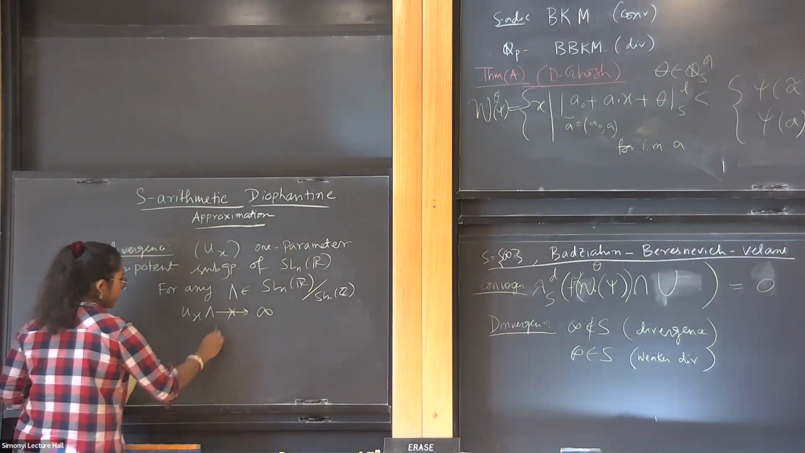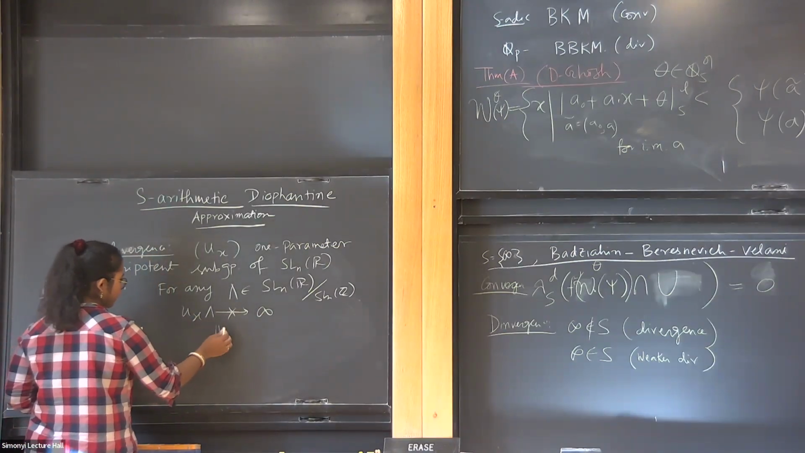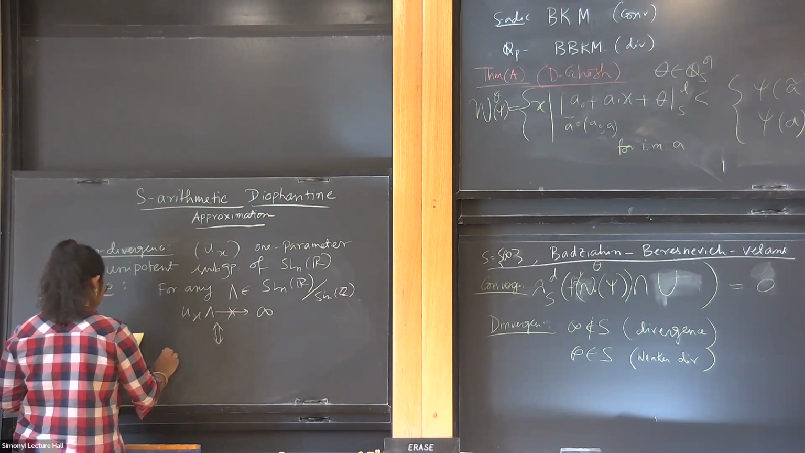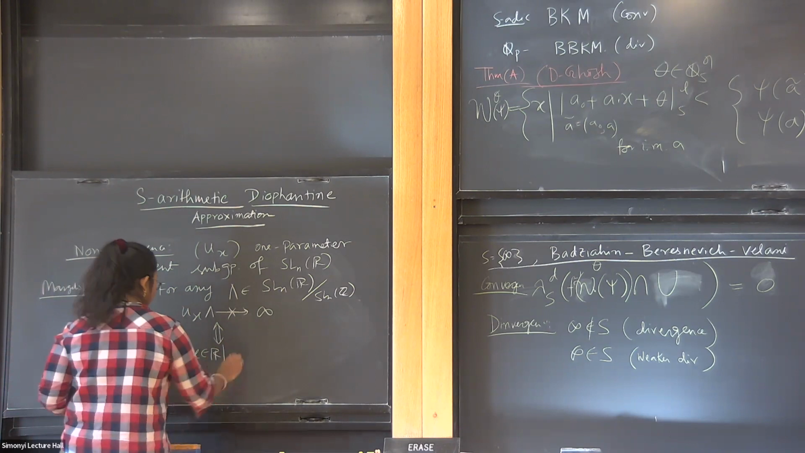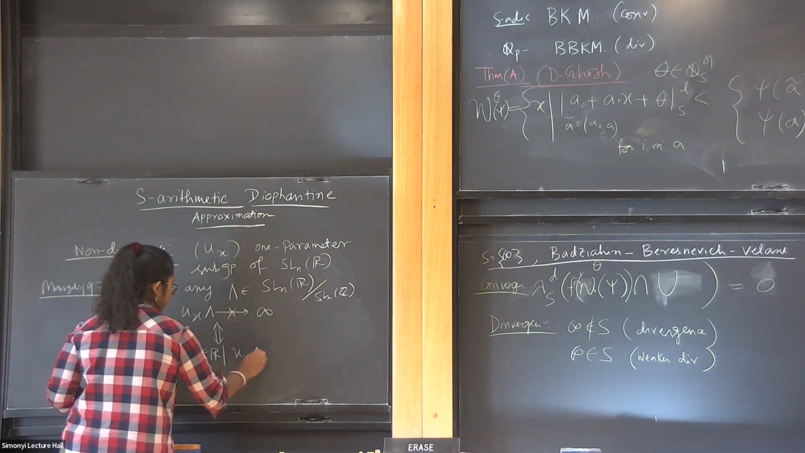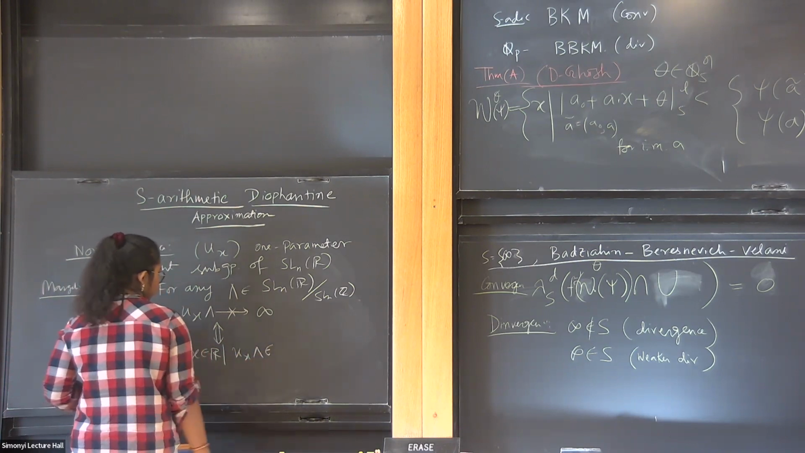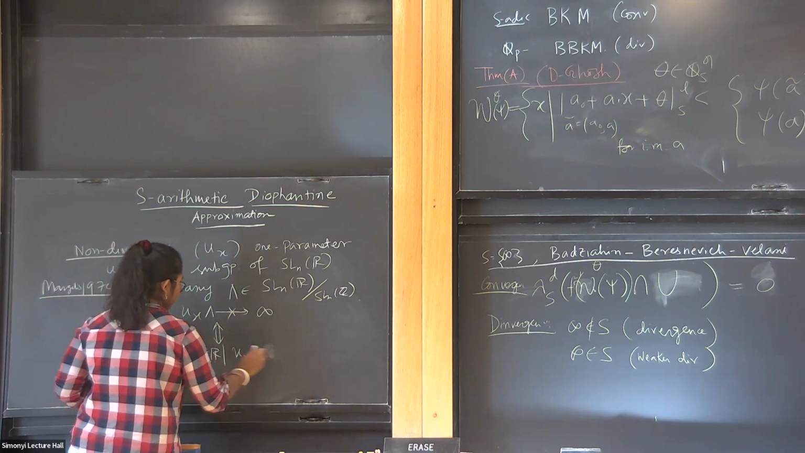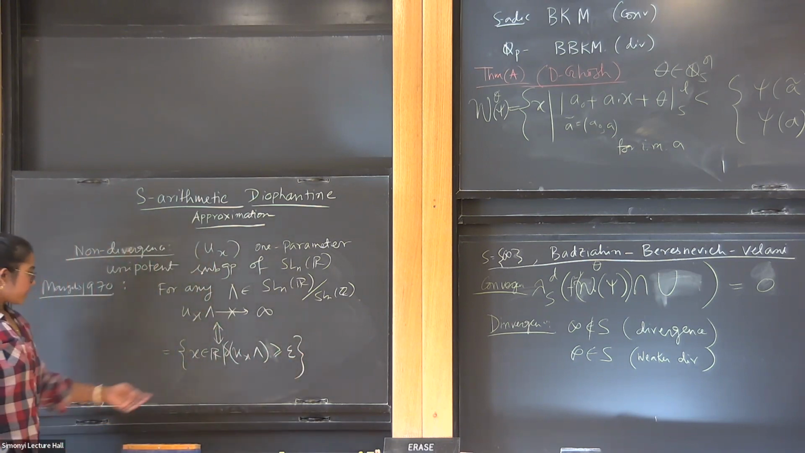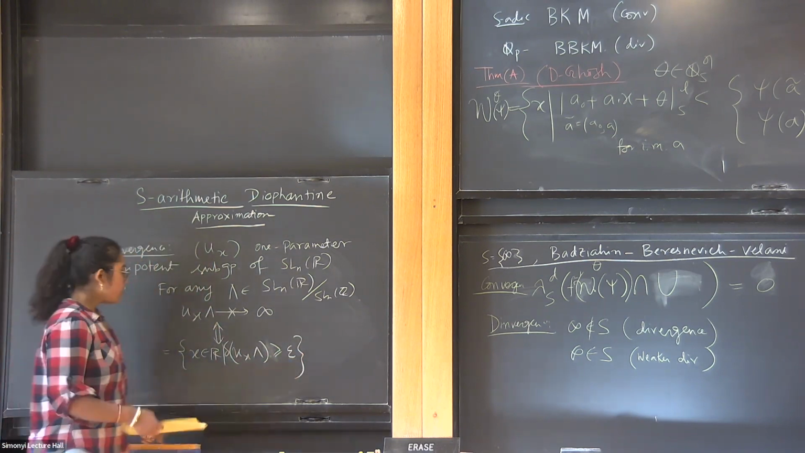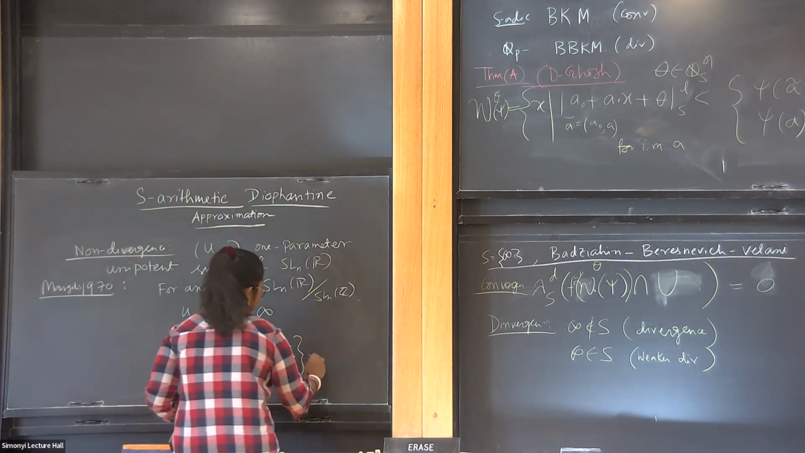I can restate this statement. This is saying that if you take x in R such that u_x Λ is inside the compact set, so I should say δ of this is greater than or equal to ε, so the compact sets are where δ is greater than some number, then this set should be unbounded.